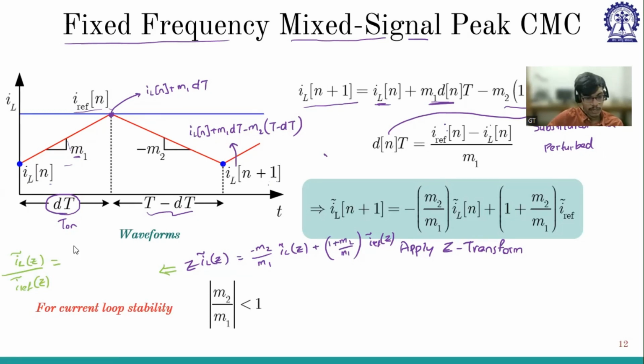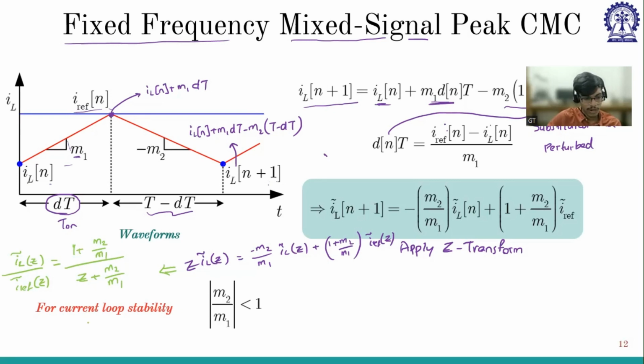So we get (m2 by m1) divided by (Z plus m2 by m1). This is the inner current loop small signal transfer function. We know that any transfer function will be stable if, in the S domain, the pole lies in the left half plane, and in the case of the Z domain, it should lie inside the unit circle.